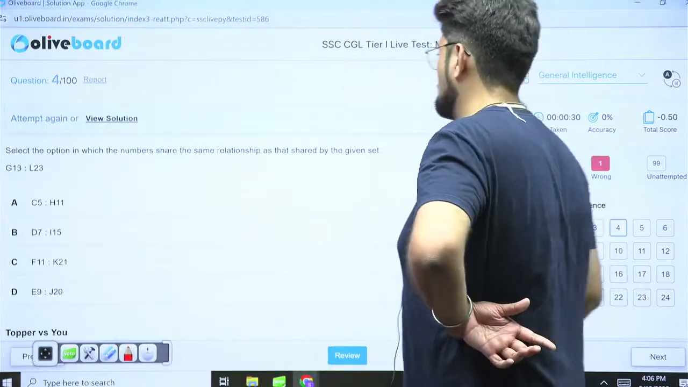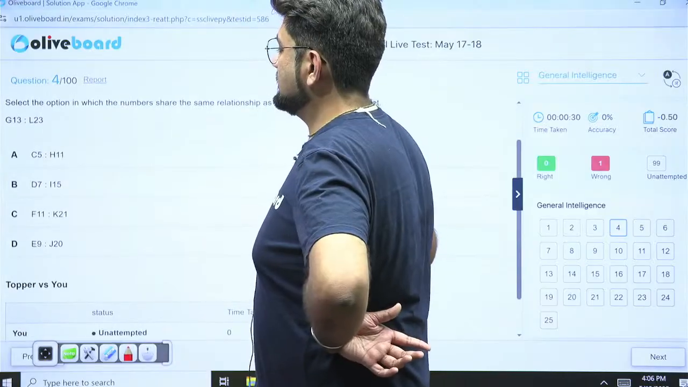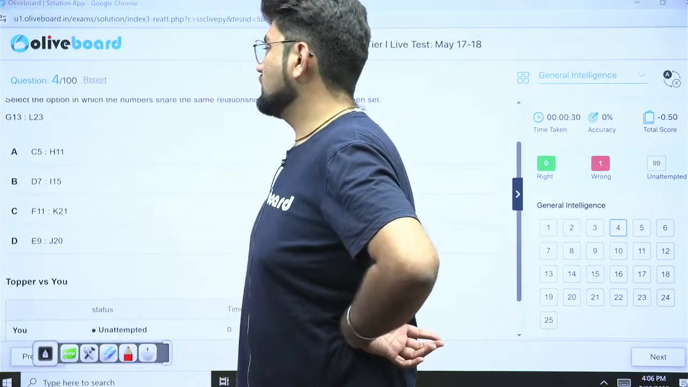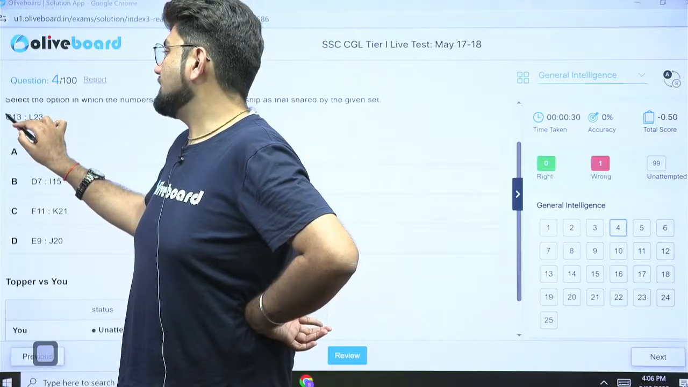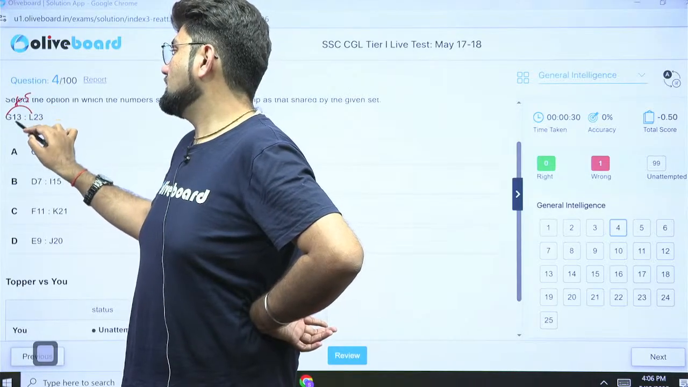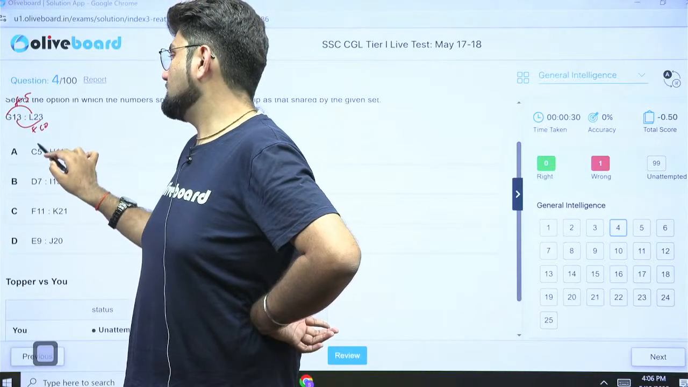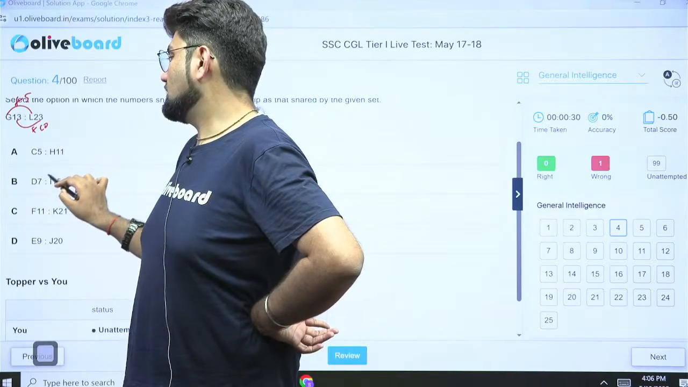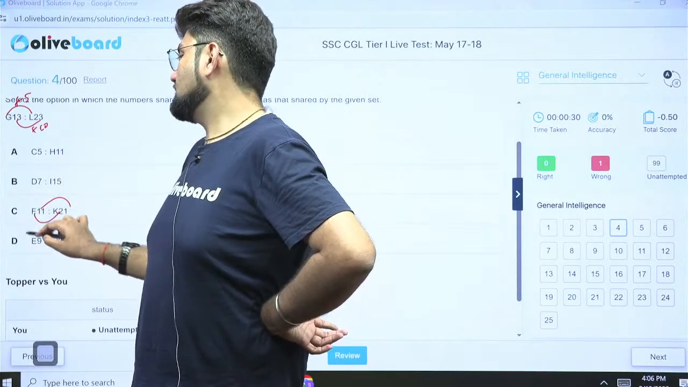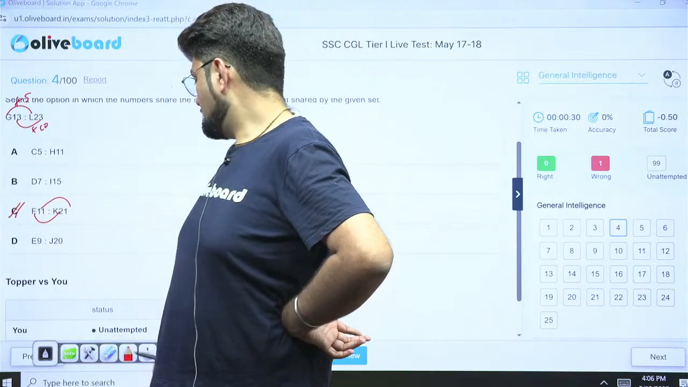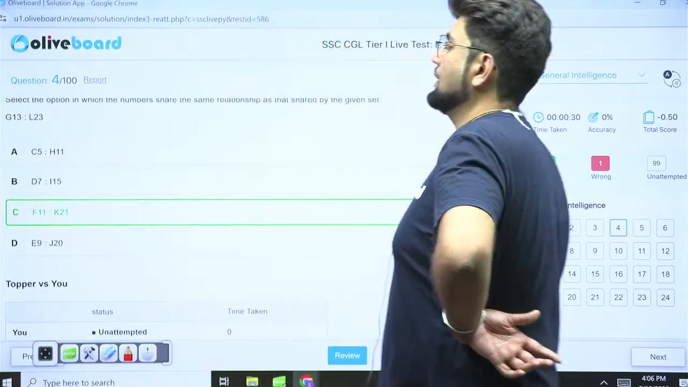Next, question number 4. This is very easy. You just need to select which is following the same logic. Now this is letter pair analogy. So this is 7, this is 12 plus 5 and 13, 23 plus 10. That's that simple. So 3, 8 plus 5, but no. 7, 15, no. 11, 21 is only plus 10, and this is 6, 11 plus 5. So option C is the right answer. Next.